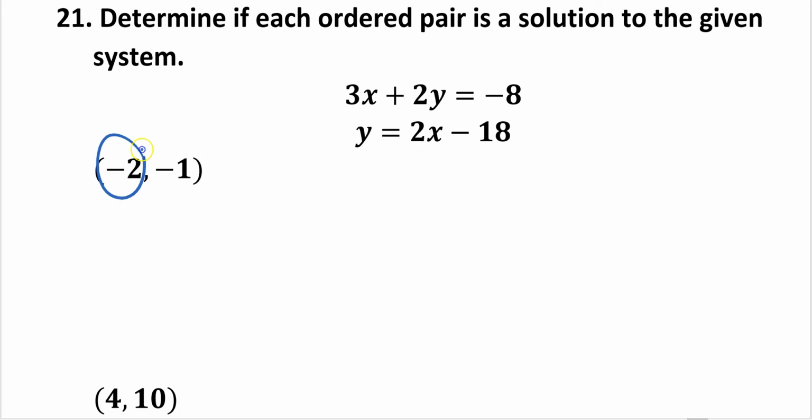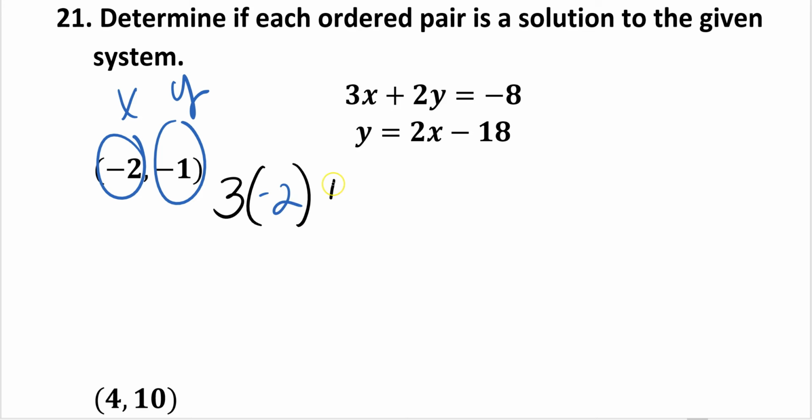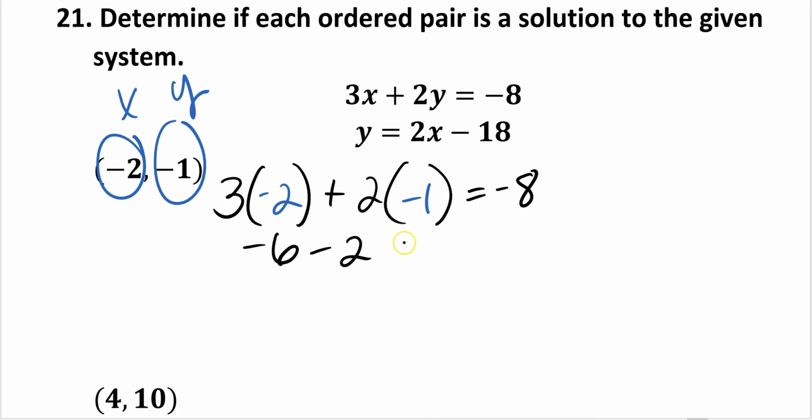So we will plug in -2 for x, and then -1 for y. So we'll have the first one, 3 times -2 plus 2 times -1 equals -8. So 3 times -2 is -6. 2 times -1 is -2 equals -8. And -6 minus 2 is -8. So that checks for the first one.